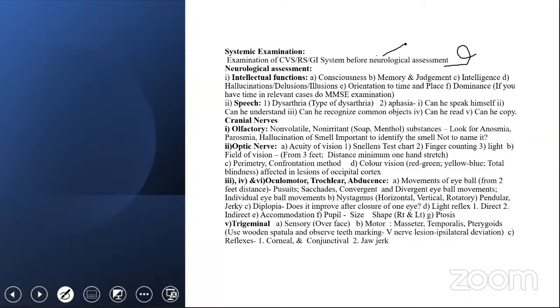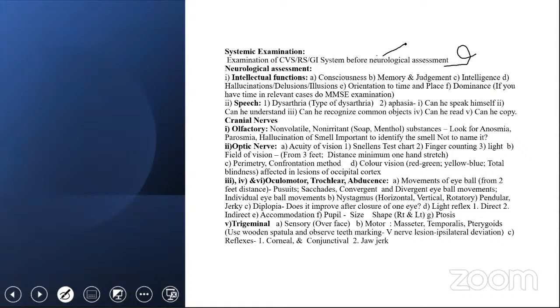If you have time in relevant cases, do the MMSE, mini mental status examination, which has orientation to time and place, registration, attention and calculation, recall, and language functions as tested by identification of small objects and repetition, three-stage command, and asking him to read and obey, for example, open your eyes, in the MMSE.